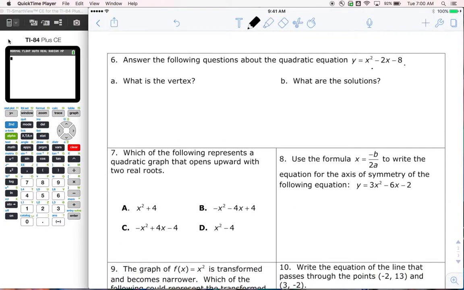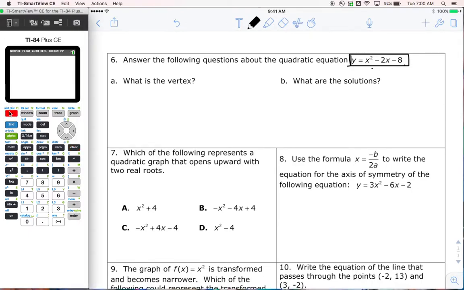All right, question number 6. Answer the following questions about the quadratic equation x squared minus 2x minus 8. All right, well, before we do anything, I'm going to put this in my calculator, because my calculator with quadratics, right, because I've got x squared, is super helpful. So we've got x squared minus 2x, and minus 8. Oops, I did not put an x squared. Let's try that again. I've got x squared minus 2x minus 8. All right, I'm going to go ahead and take a look at my graph here.